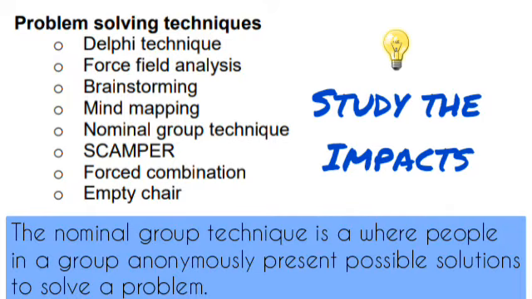Similarly, the nominal group technique is a technique where people in a group anonymously present possible solutions to solve a problem. The problem with anonymous could also be that people now feel brave to ask for things that are unrealistic because they know that nobody is going to know that it's them. People can be harsh, can be rude in their tone as well if they know I'm just writing this thing to go in an anonymous suggestion box.